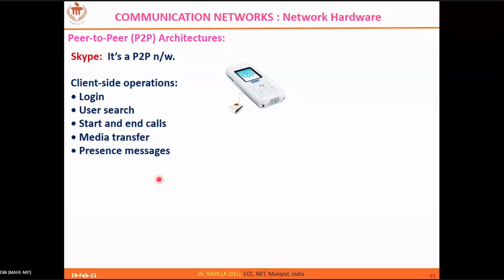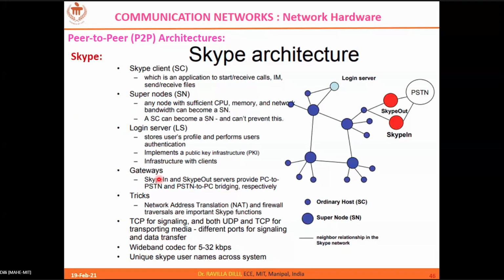The next one is the Skype application. It is also a P2P architecture. I hope you usually use Skype, right? So let us look at its architecture. You have clients, the so-called Skype clients, SCs in this figure. This small circle is a Skype client, and this big circle is called a super node, which has better computing facilities. Then you also have a login server, where all the users' credentials are maintained as a database.